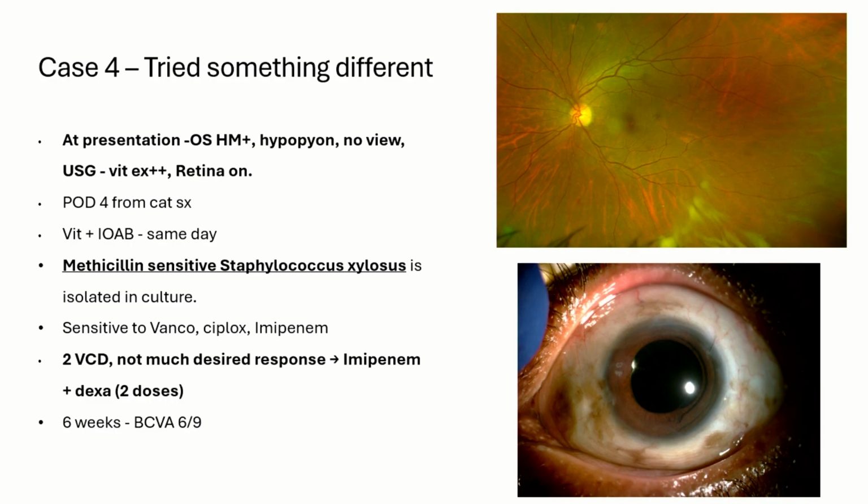With 2 doses of imipenem, she did really well. And this is 2 weeks post-op. Again, I have left some vitreous and 6.9. Though imipenem is typically for GNB, sometimes it can work.